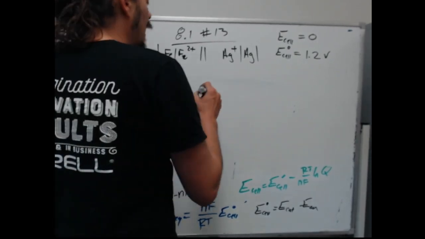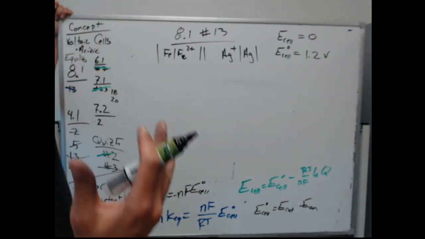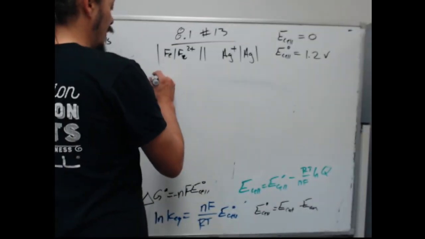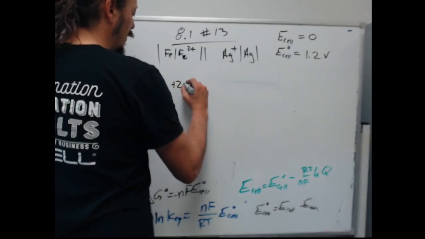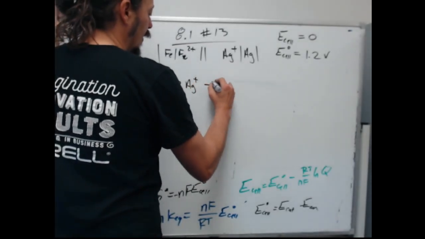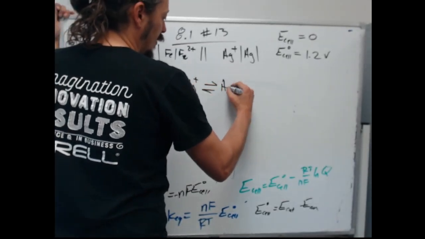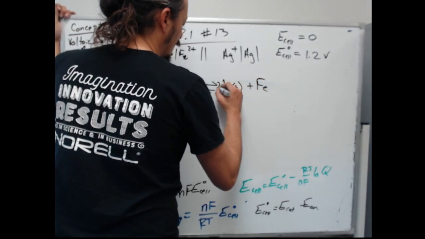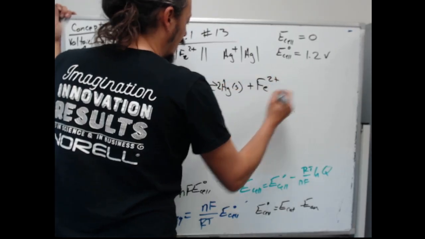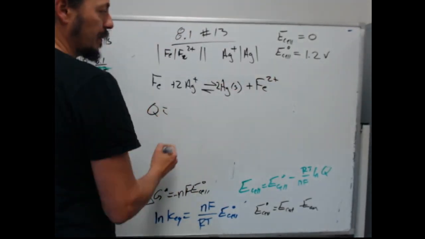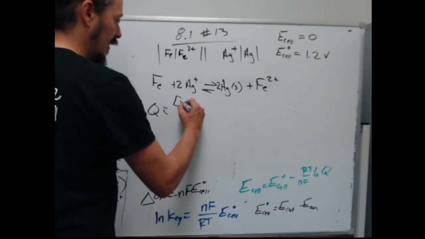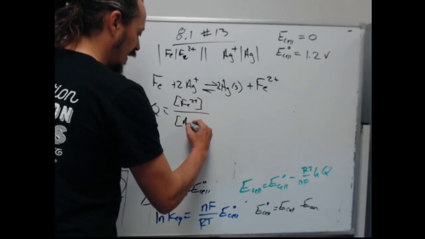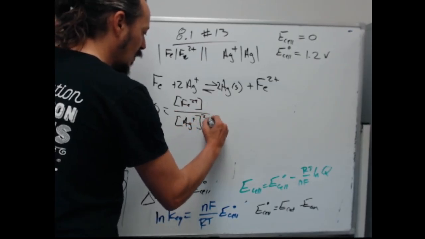So adding Fe solid, let's go ahead and write out the balanced chemical reaction. Think about what the Q expression is and the Keq expression. So I'm going to have Fe plus 2 Ag+ goes to Ag solid plus Fe2+. My Q expression is going to be products over reactants. It's going to be Fe2+ divided by Ag+ squared.